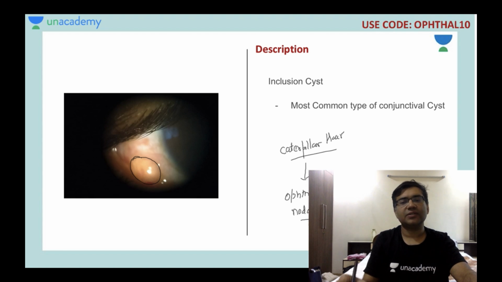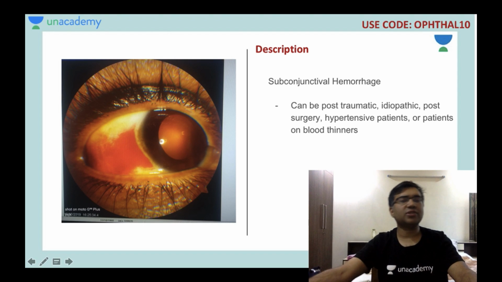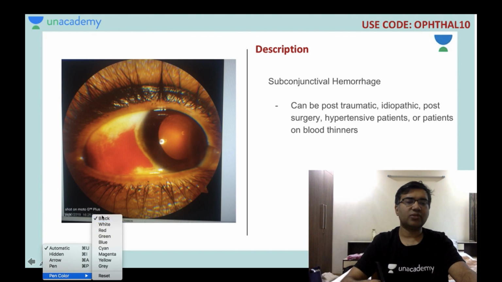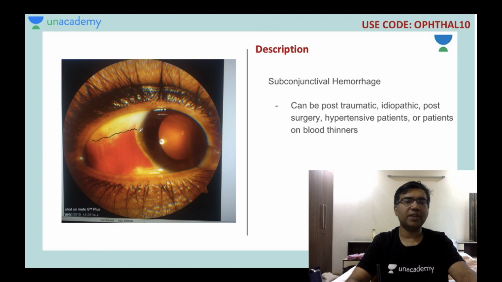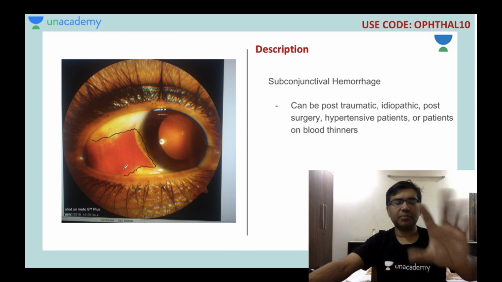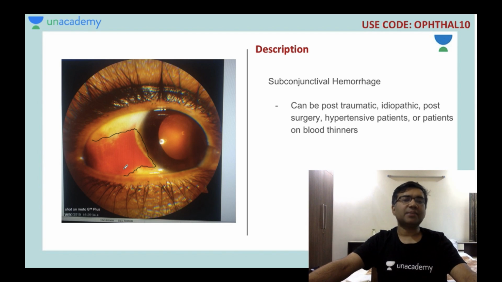Okay, chalo, let's move to the next question. So the next question is, the image you are seeing, let's say a 20-year-old female came to the OPD with redness of the eye. The patient is not having any watering or inflammation, but she is having a picture like this. So this is a subconjunctival hemorrhage.